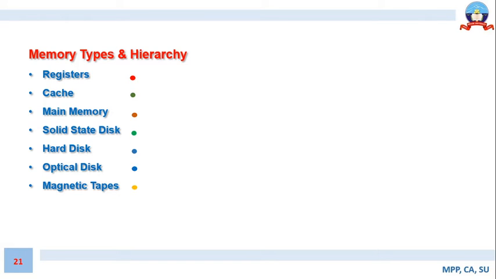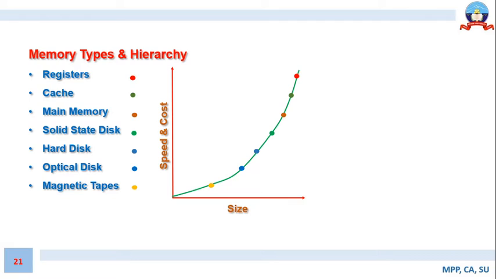These are the colored dots that represent various memory types in the plot. Here we have a very simple plot where along one of the axes we have size, and along the other dimension you have speed and cost. Register, in terms of cost and speed, is a very expensive memory, and a very high speed memory, and you have very limited size to it. Then comes cache.